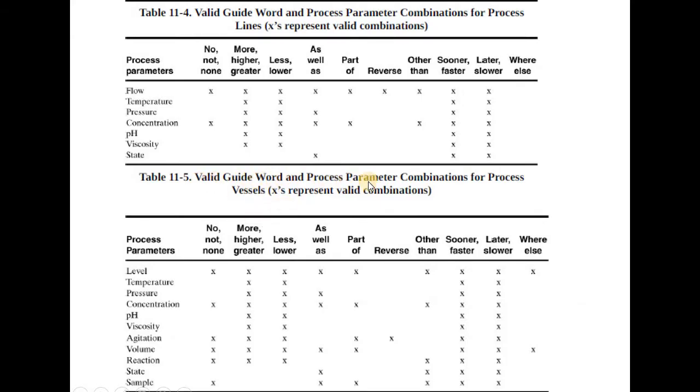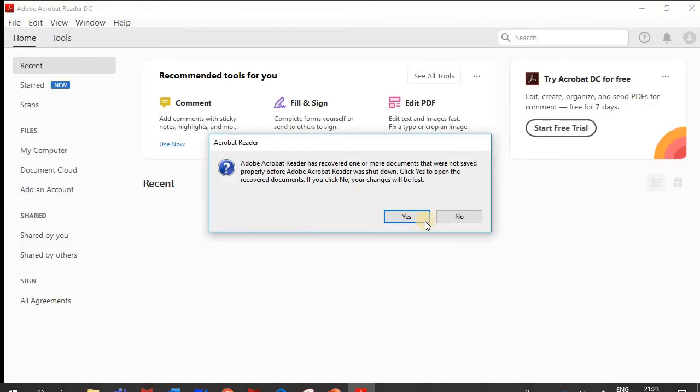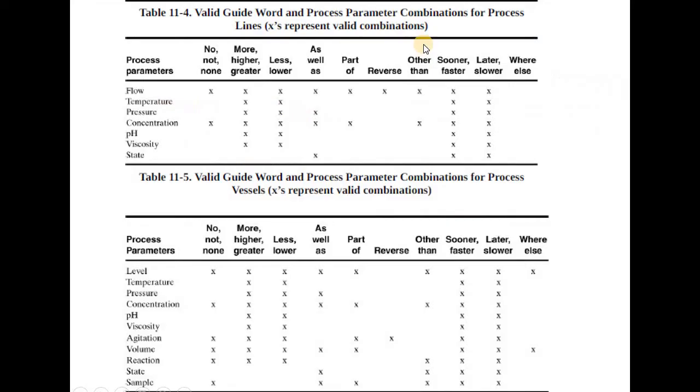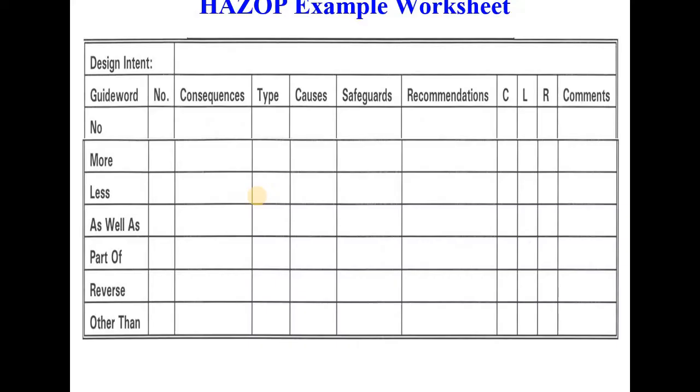You can also find the valid guide word and process parameter combinations for process vessels, such as level, temperature, pressure. These are two beautiful tables that we have. This one is for the process lines and this one is for the process vessels. It's good to have guidelines for us.